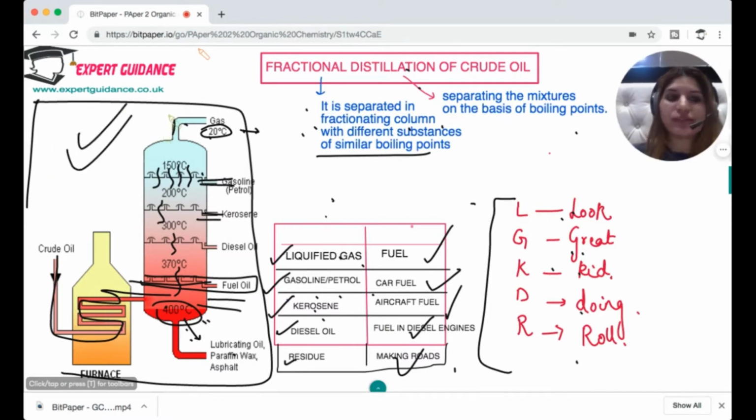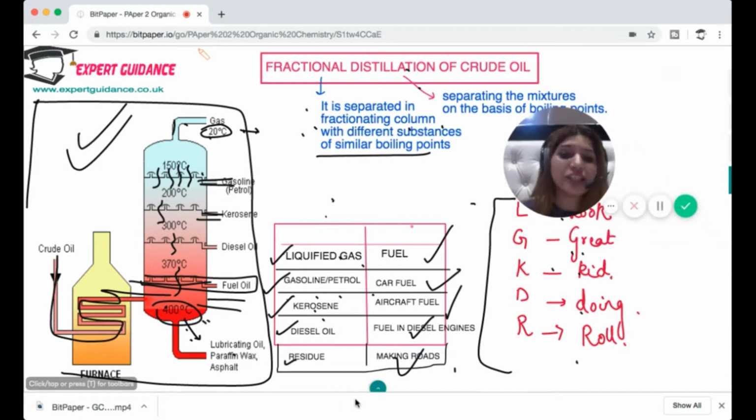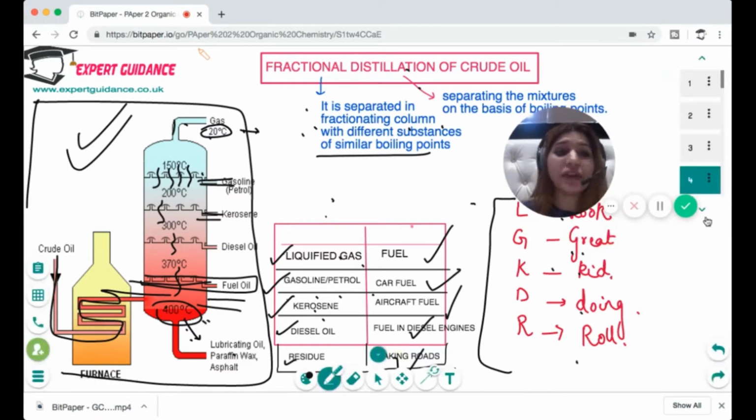So you should know this fractional distillation setup. Which temperature is at the top, which is at the bottom. What are the various fractions we get, in what order, where do we get shorter chain fractions, where do we get longer chain fractions, and the uses of these fractions. So this slide is very, very important.